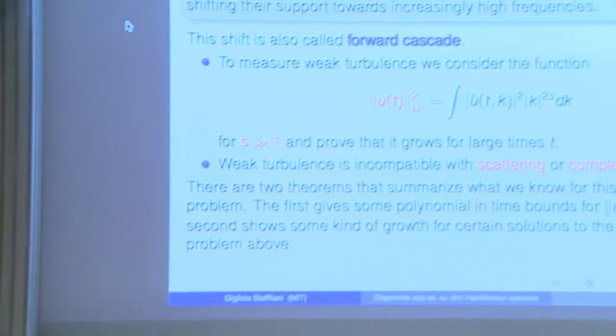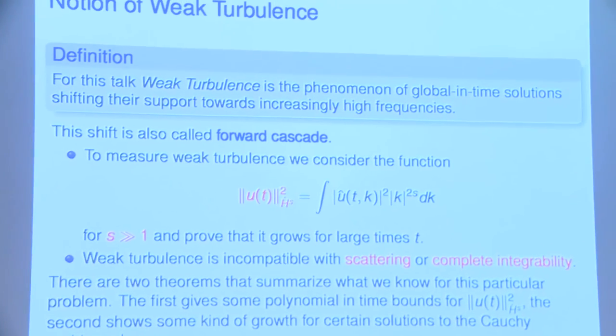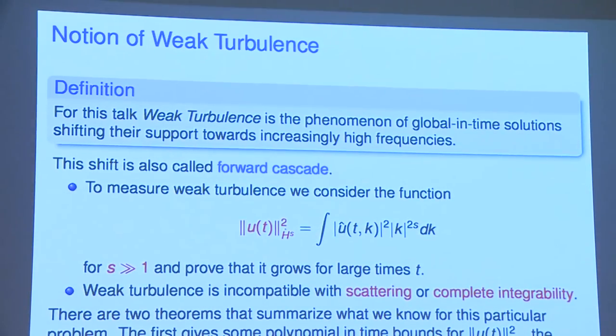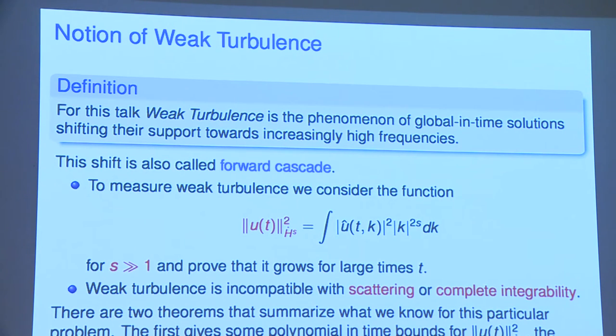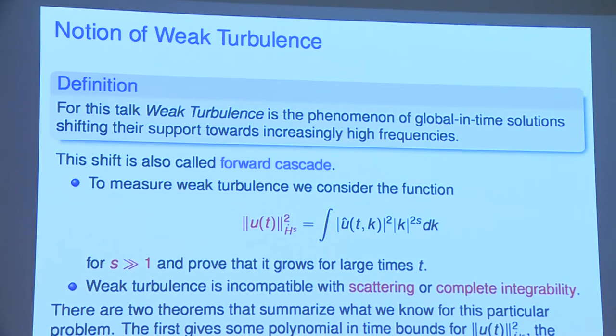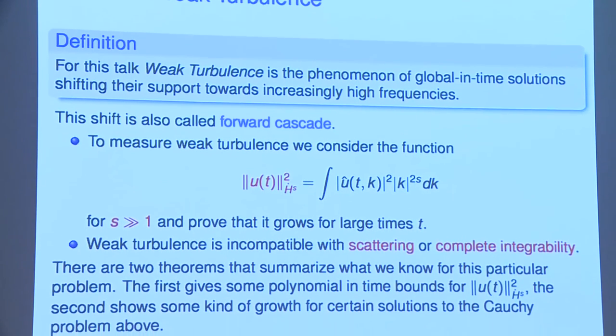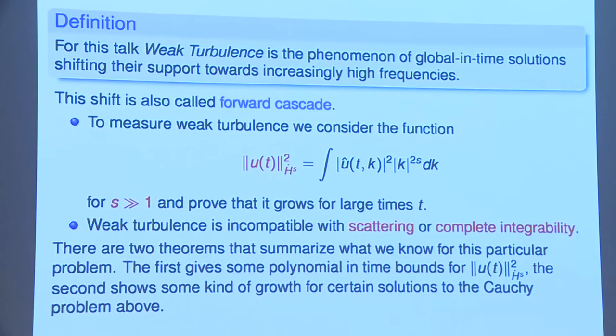Now, for me, weak turbulence in this context only means that if you start with an initial data which is localized in frequency near zero, let's say, do you know whether or not the localized solution, localized initial data, as t goes to infinity, moves to high frequency? So this we call forward cascade.